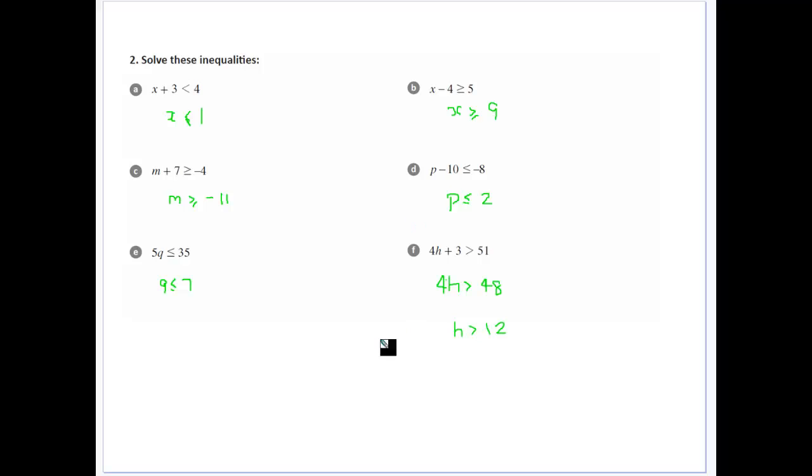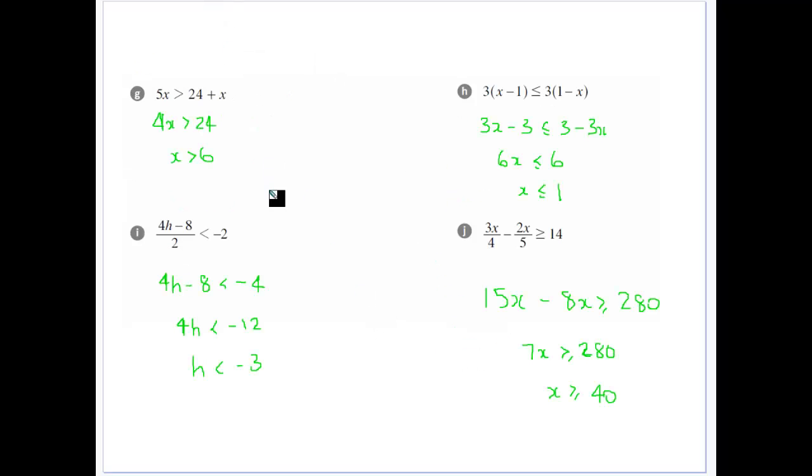Solving simple inequalities. So hopefully these aren't too bad. Subtracting 3 on both sides gives us x less than 1. Adding 4 on both sides gives us x greater than or equal to 9. We've subtracted 7 on both sides here. We've added 10 on both sides. Notice that I'm not multiplying or dividing by negatives, so it all stays the same. Dividing by 5 there gives me q less than or equal to 7, and we subtract 3 off both sides, then divide by 4, giving us h greater than 12. Again, hopefully they're all good.